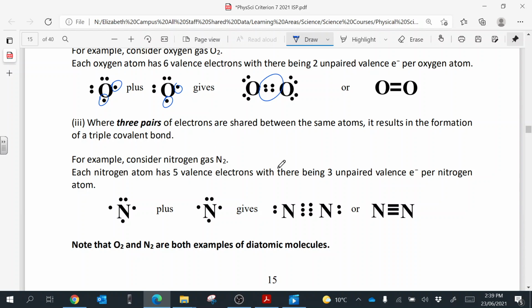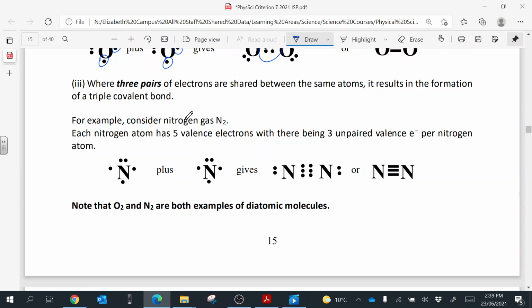Similarly, if we have nitrogen gas, which is also N2, this one has 5 valence electrons, so it can form 3 bonds. Each of them forms 3 bonds there, and they form in the middle here like that. Okay, so they're our pairs there. Note that O2 and N2 are both examples of diatomic molecules. So di equals 2. So diatomic is equal to 2 atoms.